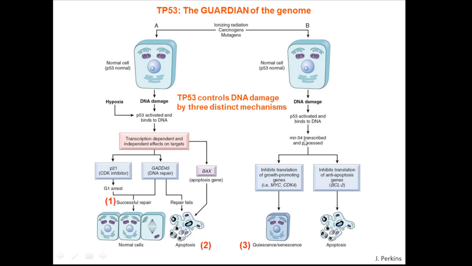Okay? The DNA damage leads P53 to put the cells in a quiescent stage by inhibiting translation of growth-promoting genes. And the cell is not transformed, not completely normal either, but is quiescent. It won't divide. Okay. And P53 can also induce apoptosis of cells by a mechanism slightly different from the one shown there. So these are the three ways that P53 protects the genome against DNA damage.